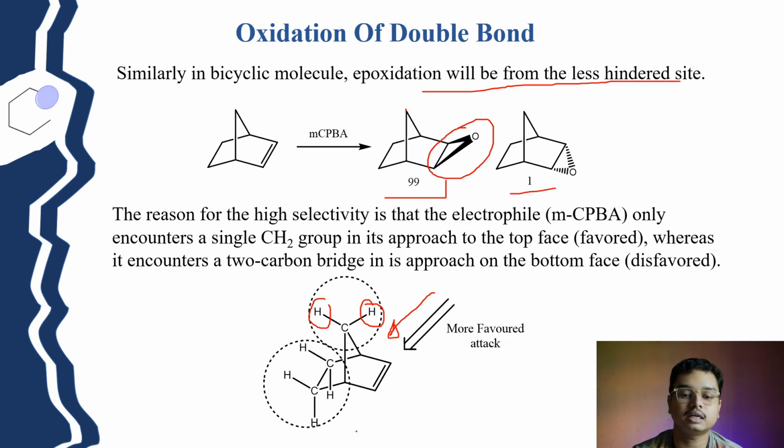However, if it comes from the lower side, it will be hindered by these two CH2 pairs present in the lower direction. So on the lower side, the steric hindrance will be much higher than on the above side. So mCPBA will attack from the above side, and this is the more favorable attack. And the bottom face attack is disfavored.